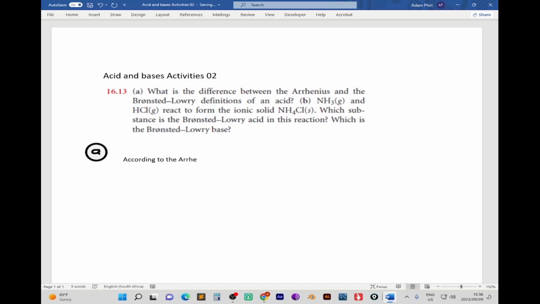So for acids, we have three definitions. The first definition is Arrhenius, followed by Bronsted-Lowry, followed by Lewis. Lewis is the most holistic, better definition, so it defines acid in the most holistic way. Now let's go according to Arrhenius and see what is the difference. According to Arrhenius, an acid is confined to an aqueous solution. So you need to have it in aqueous solution to determine if it's an acid or not.